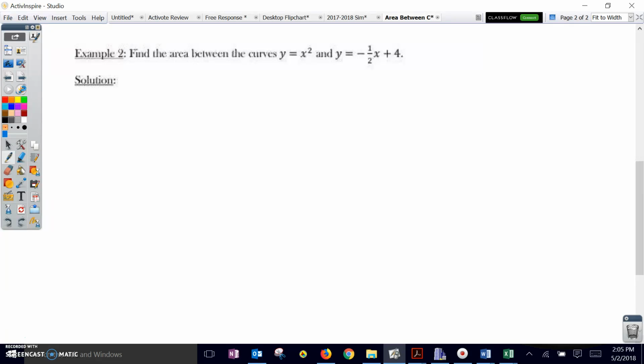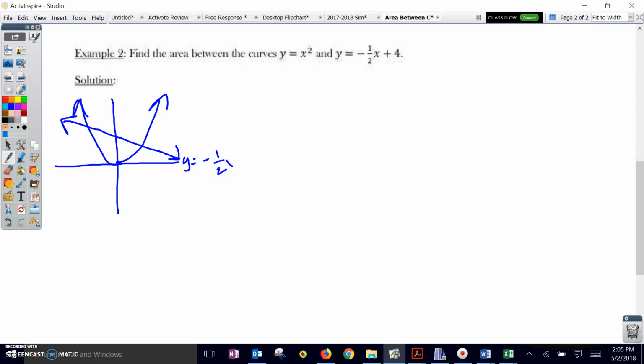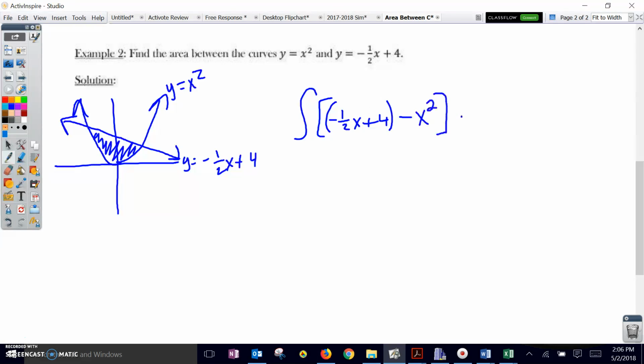I know from a quick sketch that we've got the parabola y equals x squared, and we've got the line y equals negative 1/2 x plus 4. So I know that my line is going to form my upper boundary, and my parabola is going to form my lower boundary for the region in question. So I can go ahead and set up the integral. It's going to be the quantity negative 1/2 x plus 4 minus x squared. And now I just need the limits of integration.